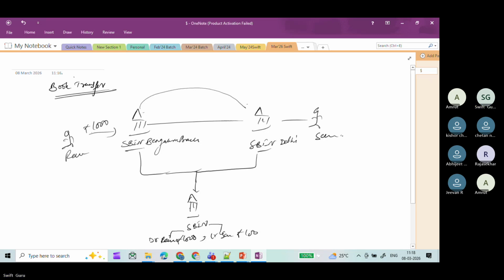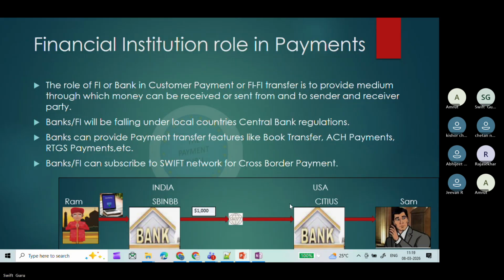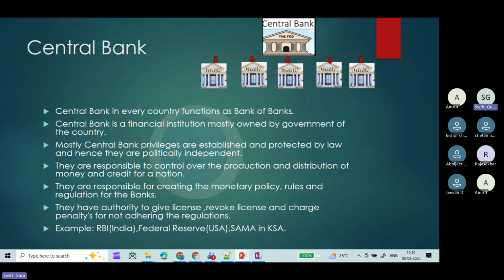So there is no CSM or clearinghouse involved in this. It is just within the book of the bank, and that's why it is called a book transfer. A transfer within the bank, you can call it a book transfer.